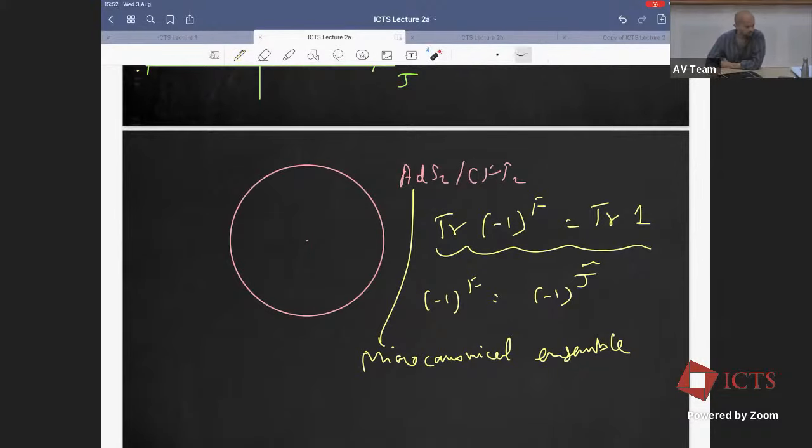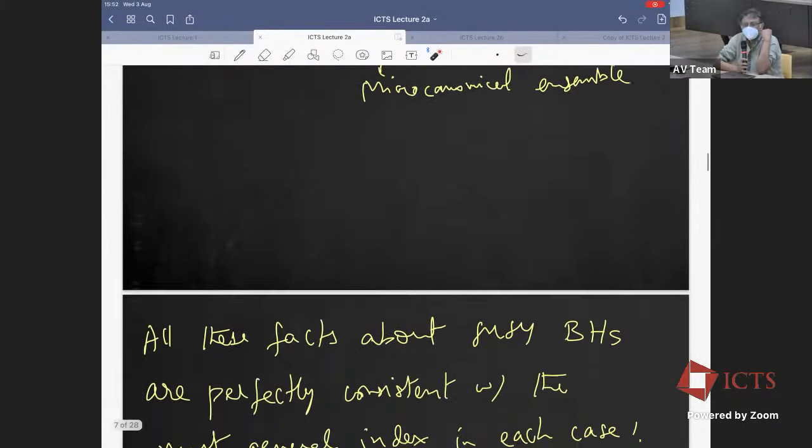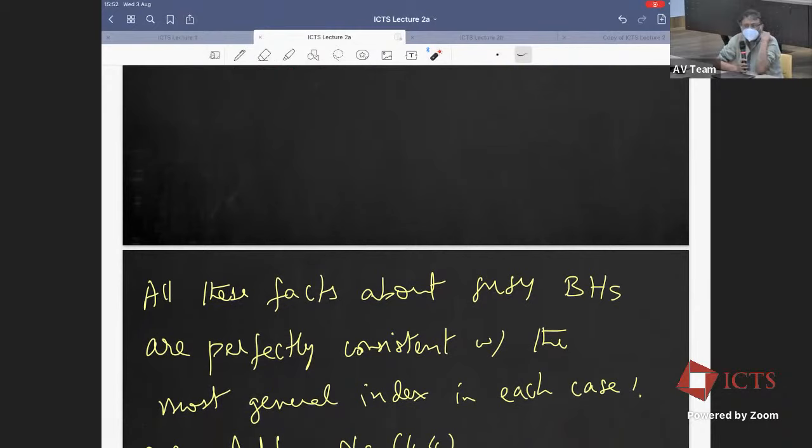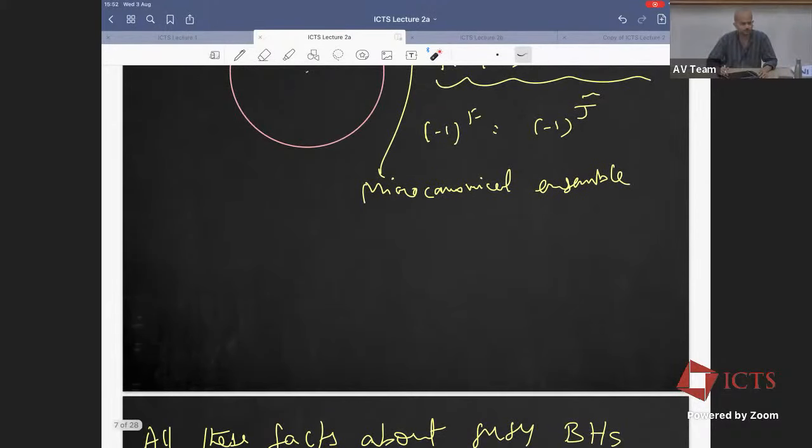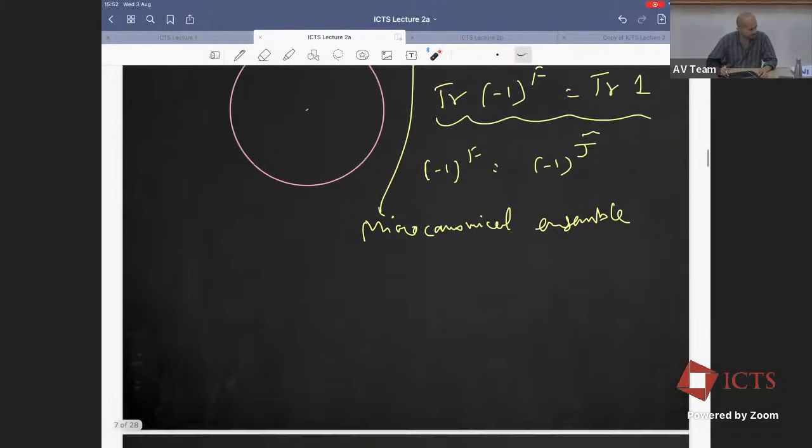So maybe another way to ask this: is there an analog of that Lorentzian regularity condition, which gave you the reduction by two, one from the supersymmetry condition and one from the Lorentzian regularity condition? Is there an analog of that in AdS, in these AdS black holes? The Lorentzian regularity condition? Yes, definitely.